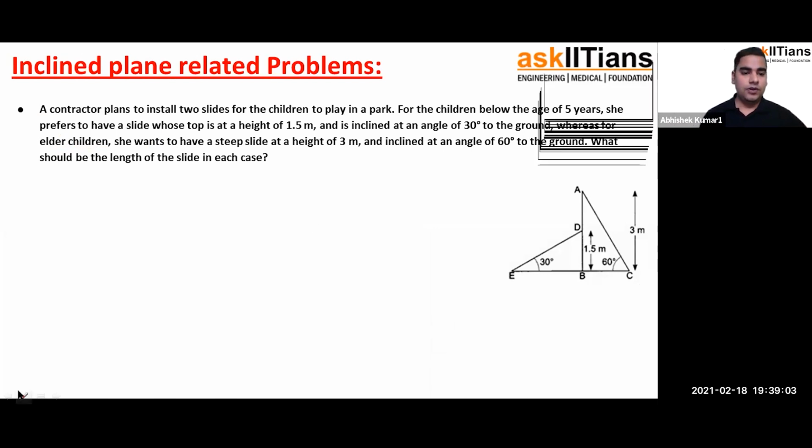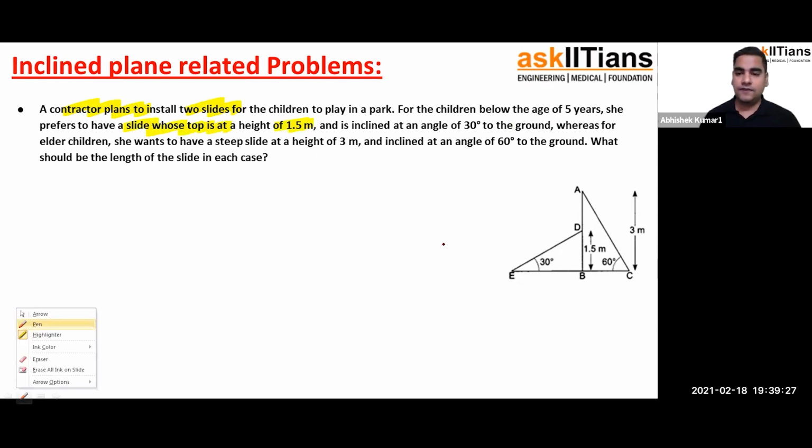What does this problem say? It says a contractor plans to install 2 slides for the children to play in a park. For the children below the age of 5 years, she prefers to have a slide whose top is at a height of 1.5 meters. So if you look at this figure, this slide is meant for children below 5 years of age.